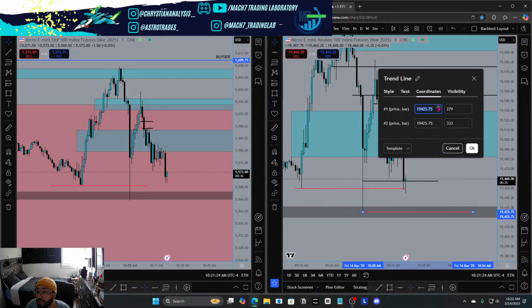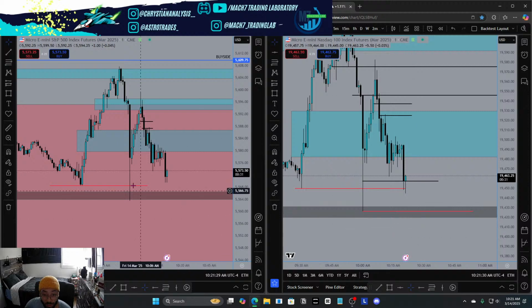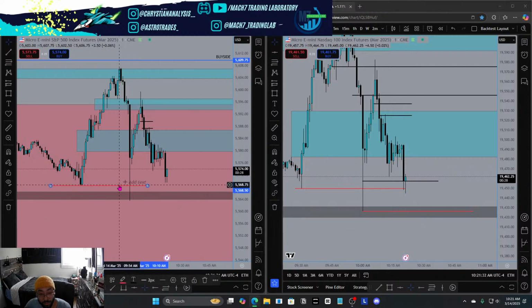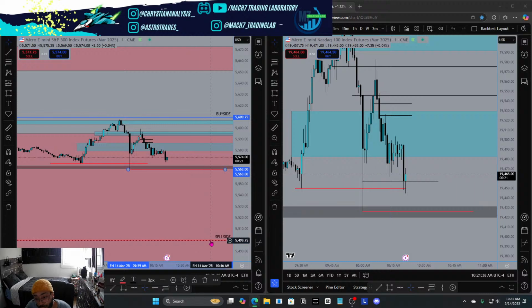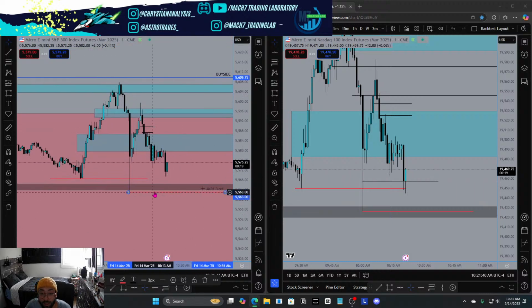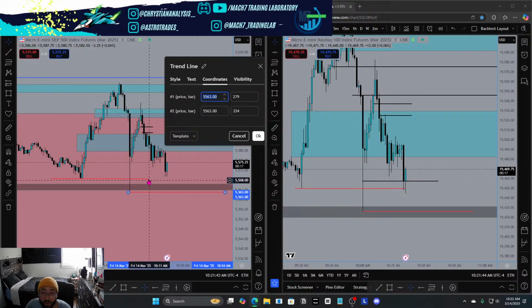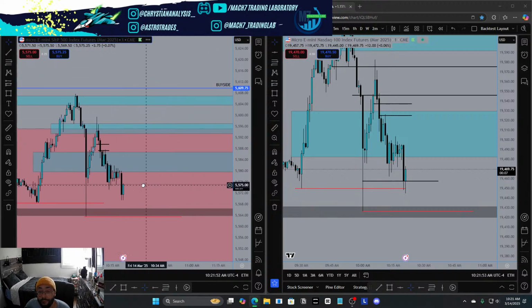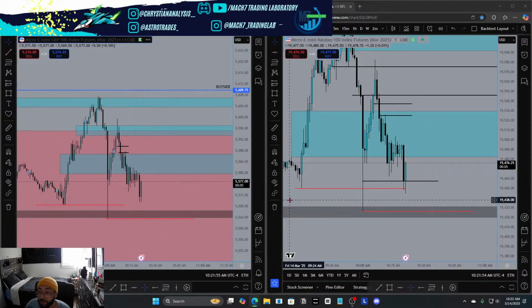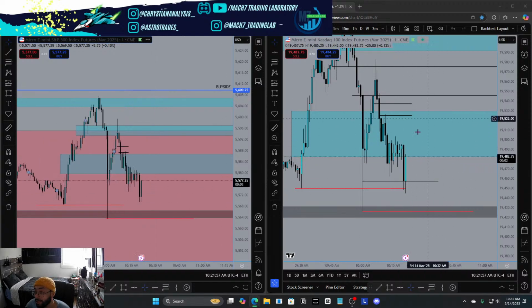$426. Overall, I already showed you guys my area if she wants to go and expand all the way. $63.50. All right, so now we're coming back into these areas in here.